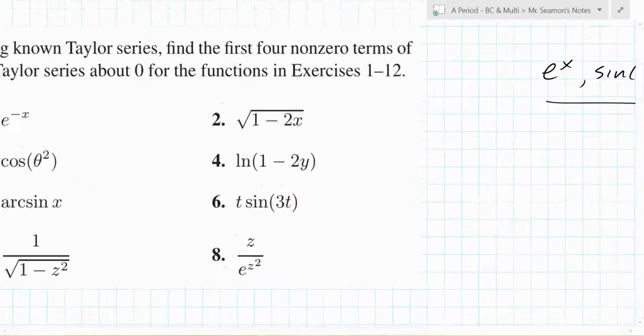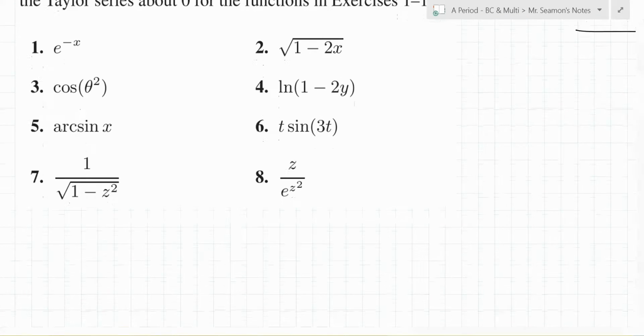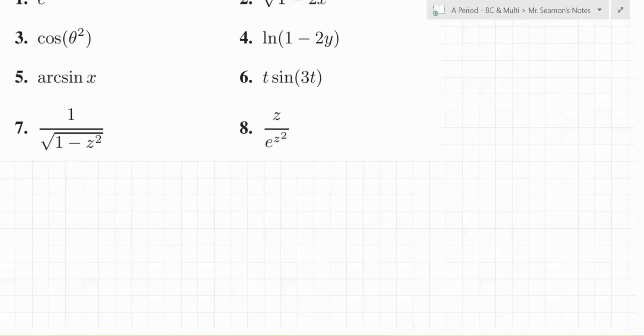Okay, so what does it say here? Using known Taylor series, find the first 4 non-zero terms of the Taylor series about 0. Hey, about 0. Nice. Okay, excellent. What's the variable name in this one for number 8? It's z. Not 2, it's z. Nice. So what is this really similar to? Or what could we do to this to actually build this? Anybody have an idea of what we could do?